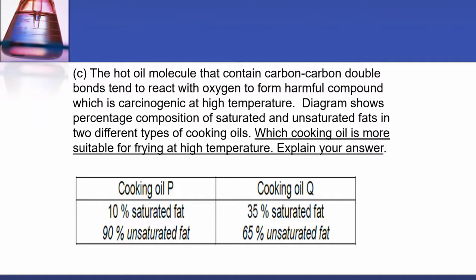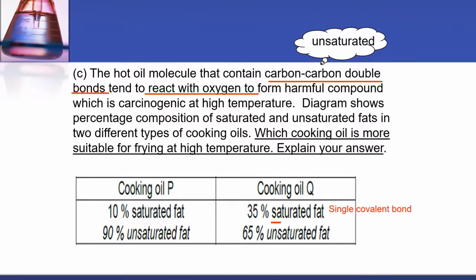To answer this question, you should know the first keyword: carbon-carbon double bond means containing unsaturated fats. Second, the carbon-carbon double bond tends to react with oxygen to form harmful compounds. Then, you should also know that saturated fats contain only single covalent bonds. In order to answer this question, we need to choose the cooking oil with a lower percentage of unsaturated fats, because that means fewer double covalent bonds between carbon atoms, so it will be more suitable for frying at high temperature.